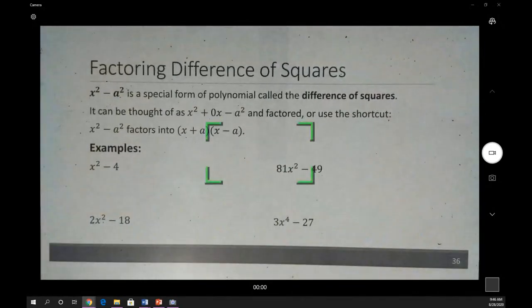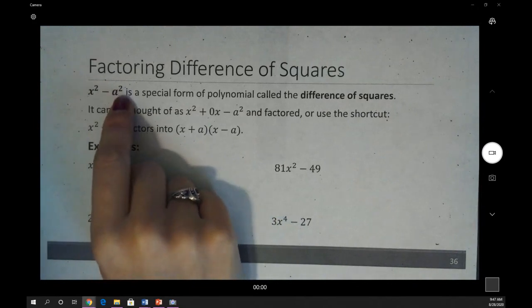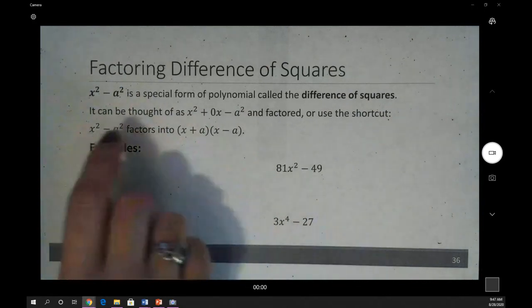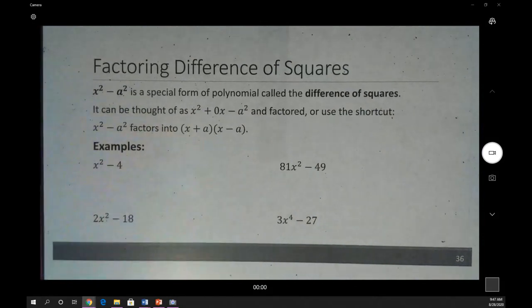And the binomials that we're going to factor are differences of squares. So we say x squared minus a squared is a special form of a polynomial called a difference of squares because it's something squared minus something squared. If it makes you more comfortable, you can think of it as x squared plus 0x minus a squared, and then we can factor it. But there's a shortcut for factoring differences of squares. If we have x squared minus a squared, it factors into x plus a times x minus a.